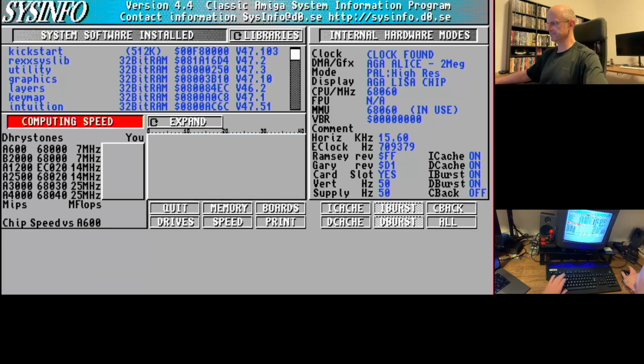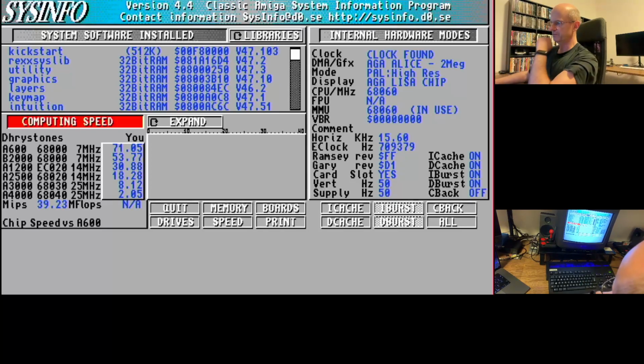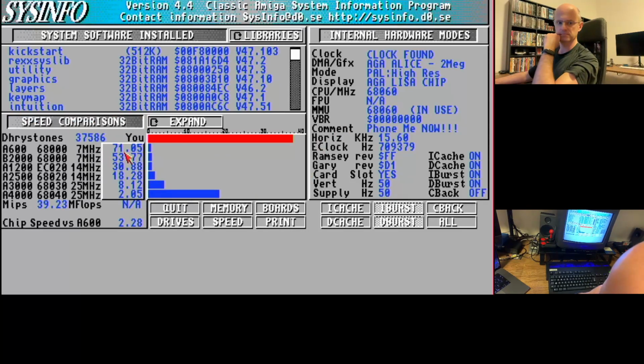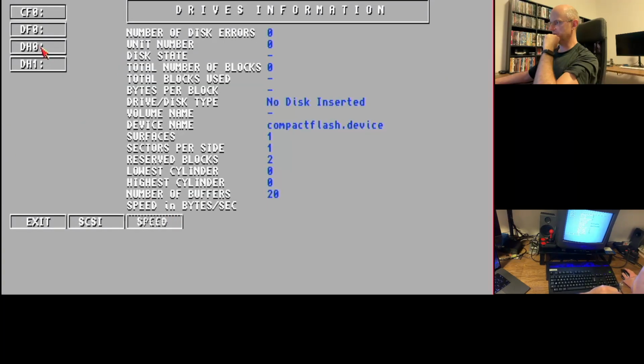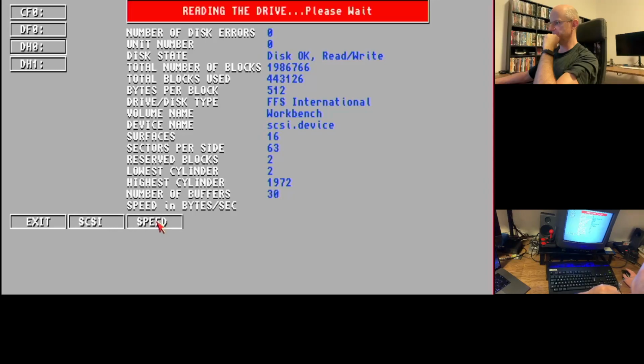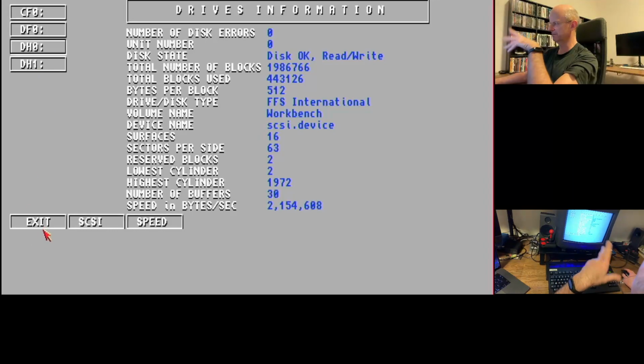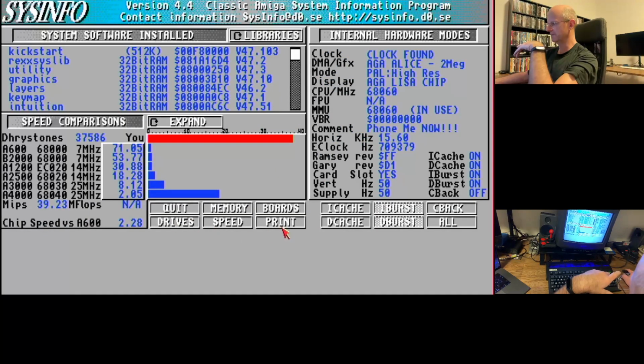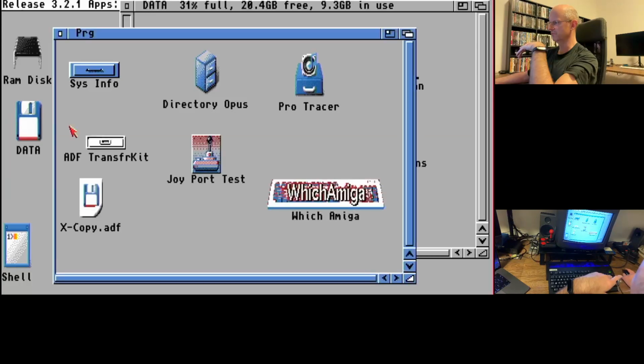Speed. What do we have here? 71 times Amiga 600. It's not a bad thing. Let's also test the Amiga internal drive in terms of speed. 2.1 megabytes per second. TH1 is a drive connected to Terrible Fire. I can't test it because SysInfo will crash for some reason. I have the latest version, but it's not working for me anyway, so I don't know why.